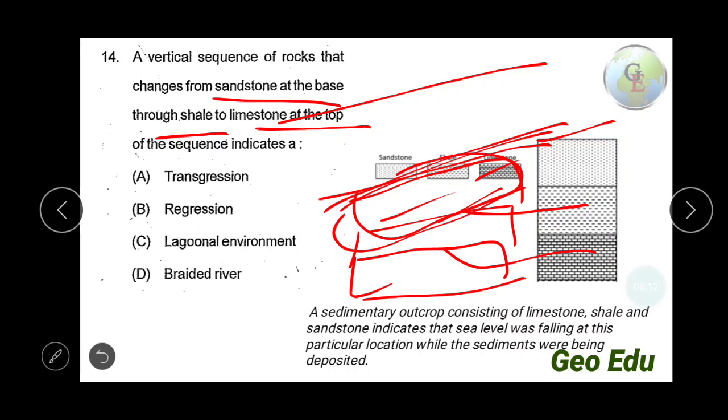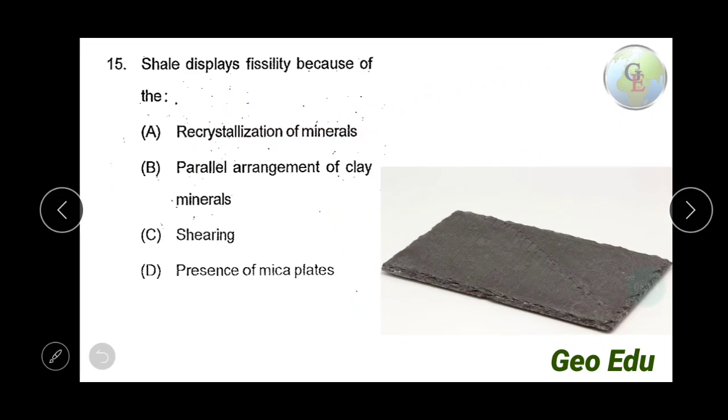This limestone will be at the top. This will be the sequence. So here the answer will be transgression. Next question: shale displays fissility because of presence of mica plates will be the answer.